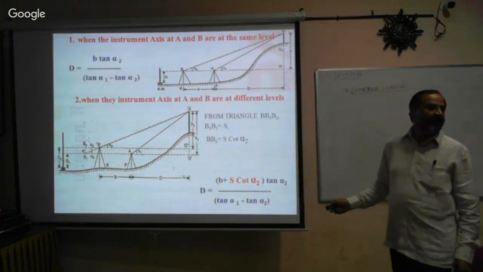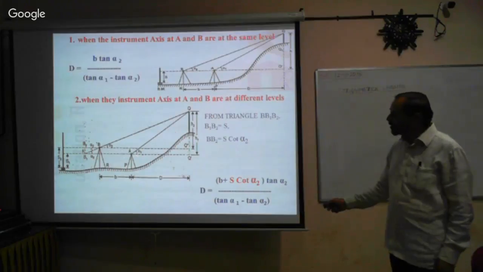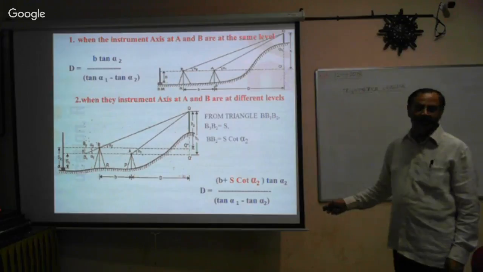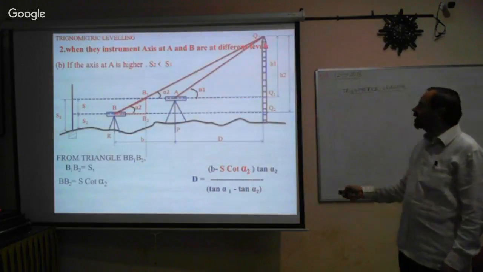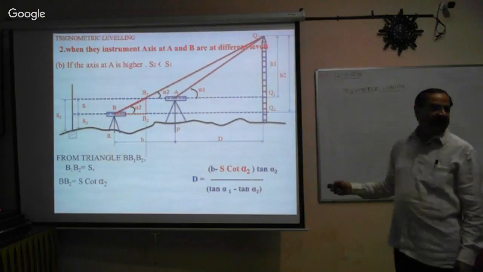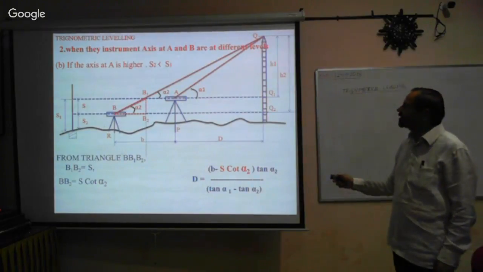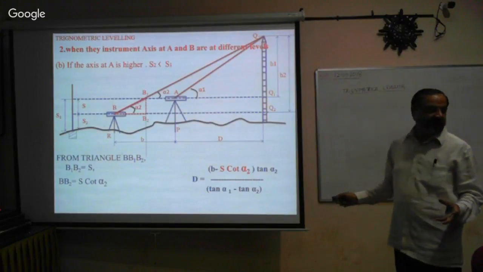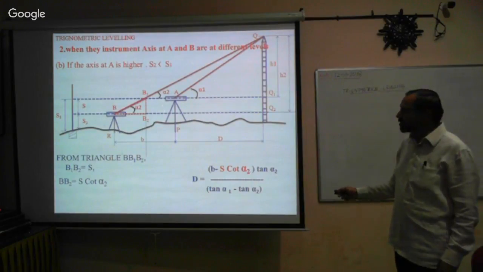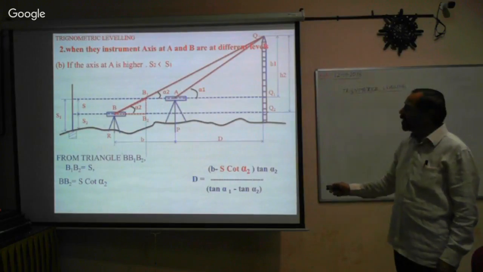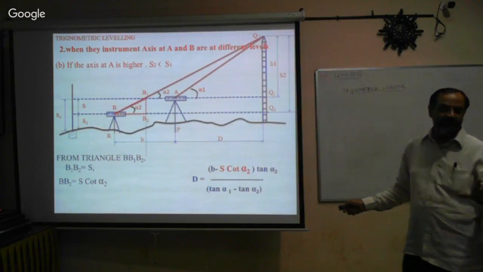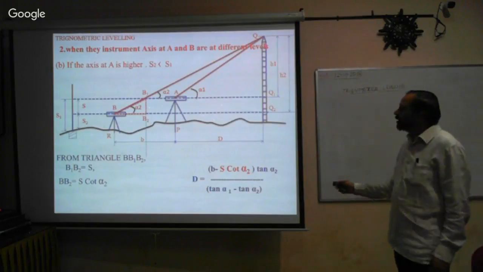Sometimes it is not possible to achieve the same thing every time. Sometimes this will go upward and this will come to the lower level. Now in that situation, consider this the third case, case 3: instrument axes are at different levels. Here we repeat the process. The difference between the first and second case is that the instrument axis in the first case A is above, and the instrument axis in the second case is below. That is the only difference.